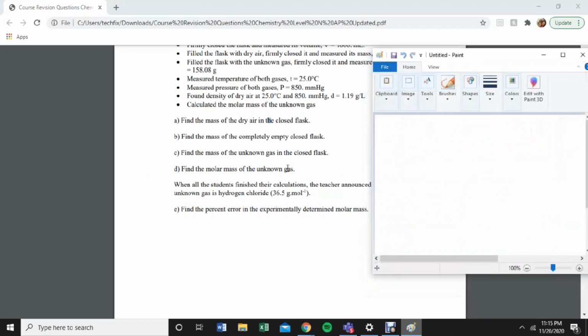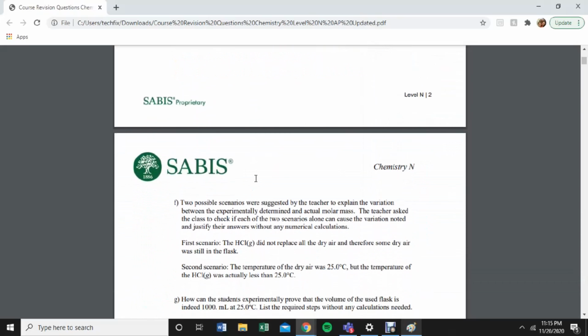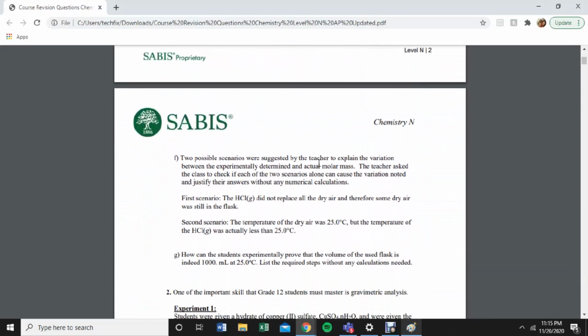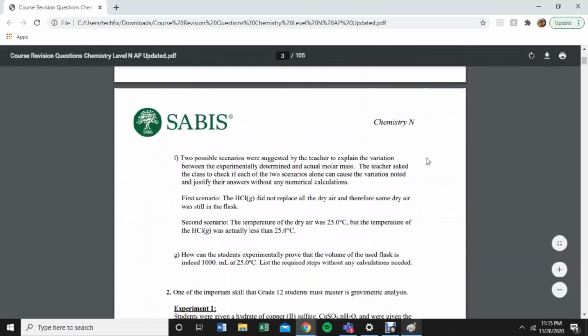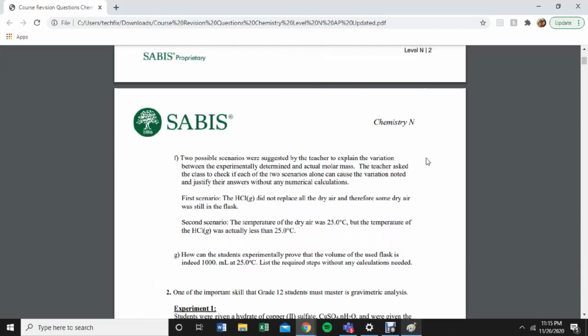Now, new page. Two possible scenarios were suggested by the teacher to explain the variation between experimentally determined and actual molar mass. So they gave two scenarios, and we need to see if it's true or false that these scenarios are possible, given that the molar mass that we got was less than the actual molar mass. So it's saying here, the HCl did not replace all the dry air, and therefore some of the dry air was still in the flask.